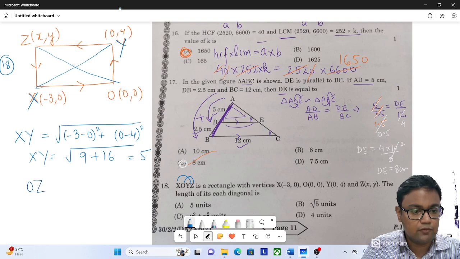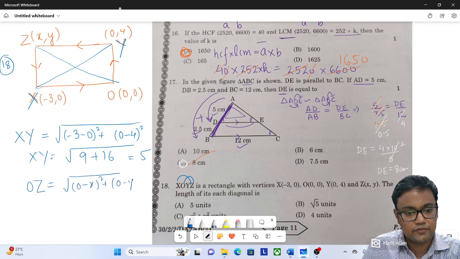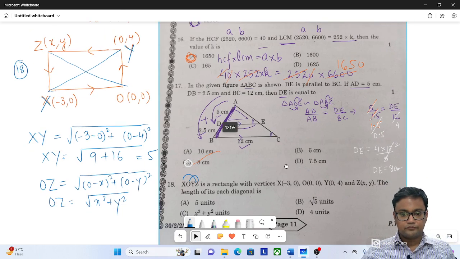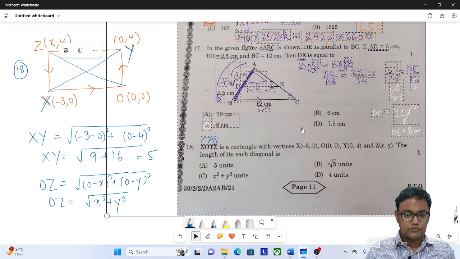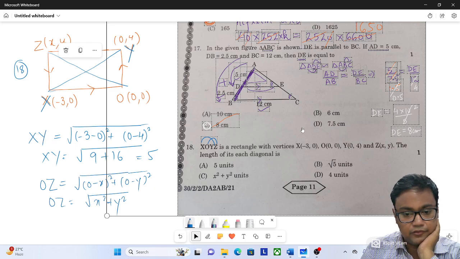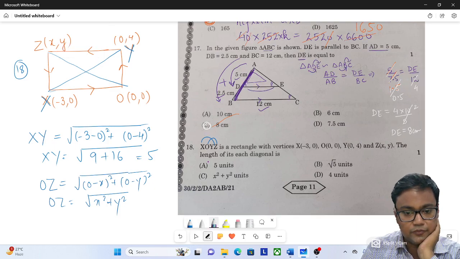Or I could have calculated OZ. OZ is under root of (0 minus x) whole square plus (0 minus y) whole square. Now, OZ is under root of x square plus y square. So, there is an option here which looks like this option, but all that shines is not gold, children. So, be very careful in choosing the right option. This is not the right option, A is the right option, because root is missing from this option, right.